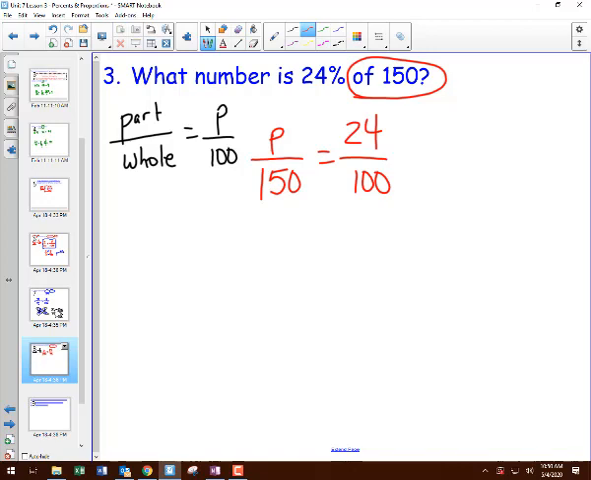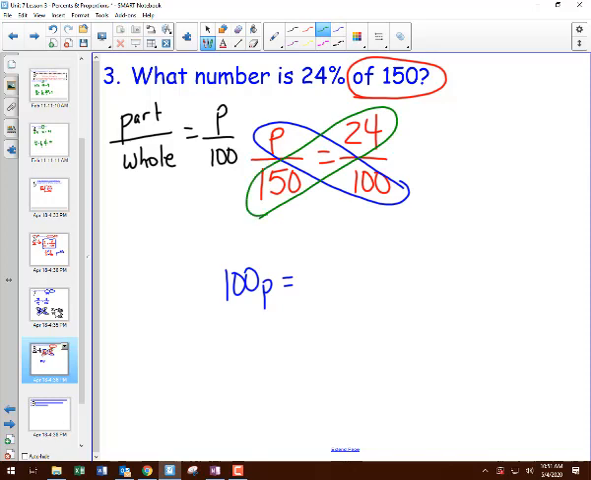Okay, so we have our proportion. We can simplify where needed. It always makes it a little bit easier if we can simplify stuff out. I'm not going to in this one. It's going to give me a little bigger numbers to mess with. I'm okay with that. Okay, and so cross product says that P times 100, so 100P is equal to 150 times 24.